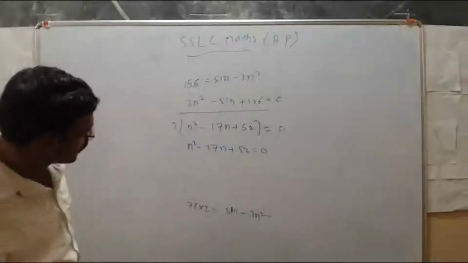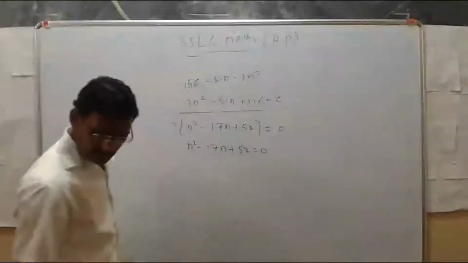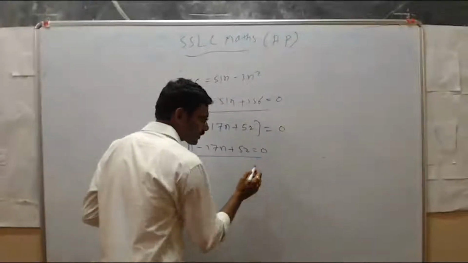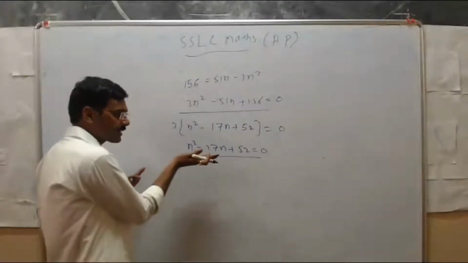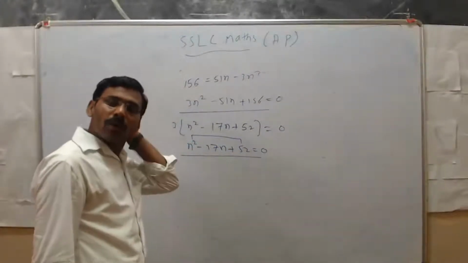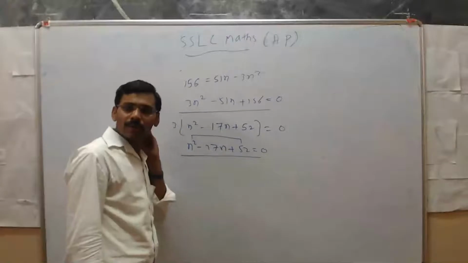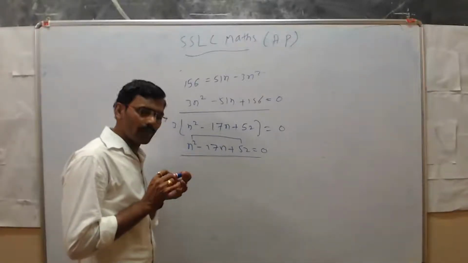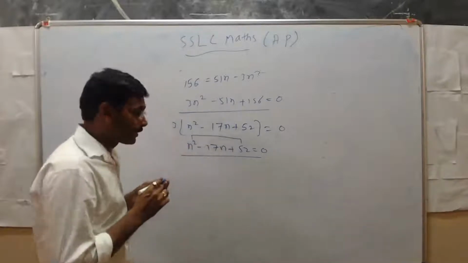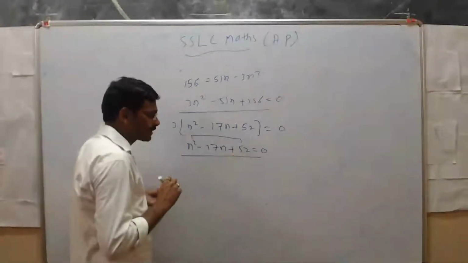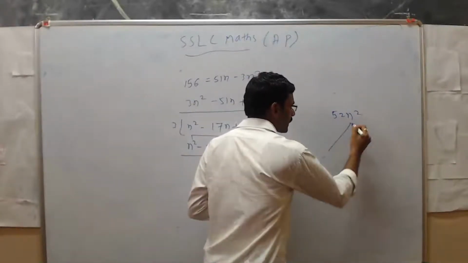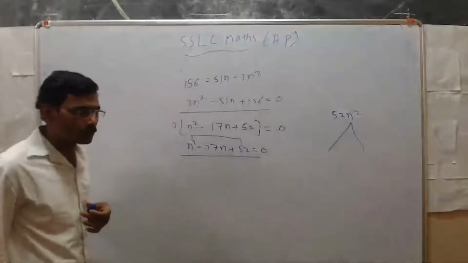Now it is in the form of a quadratic equation. Then we have to factor this. To find the value of n, we find the factors with the help of the factorization method. Because in 9th standard polynomials, we learned how to factor the quantity, how to split the middle term. Then we should multiply the first and last term: plus into plus, 52 into n square, 52n square.